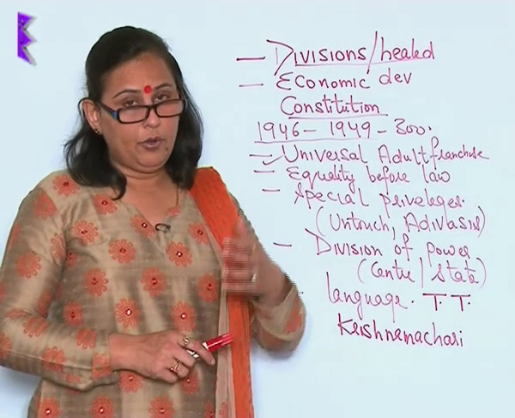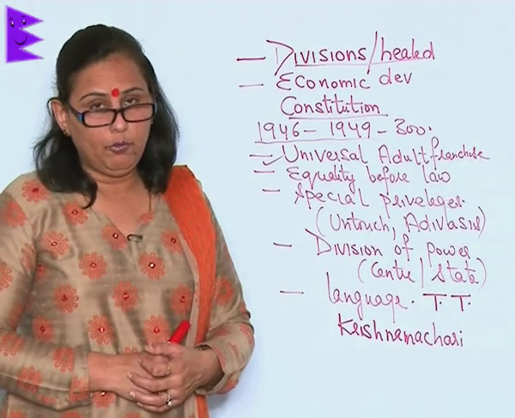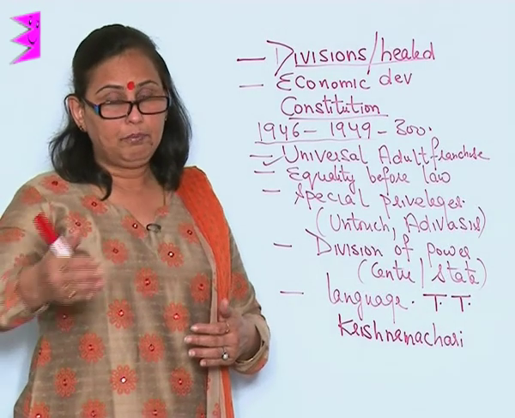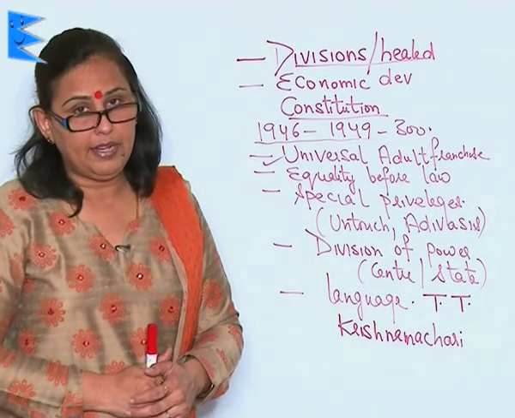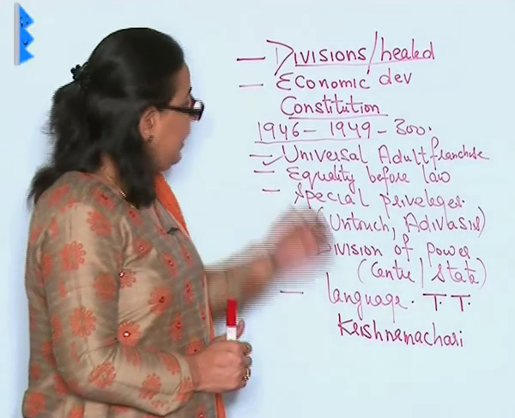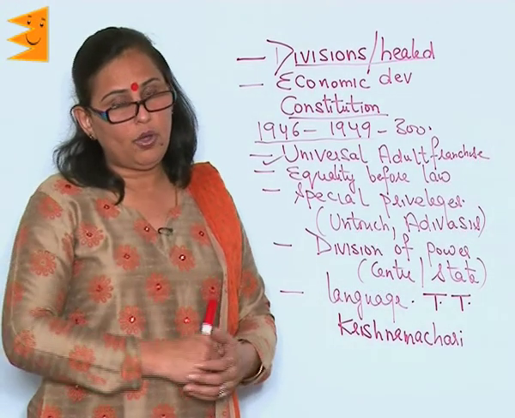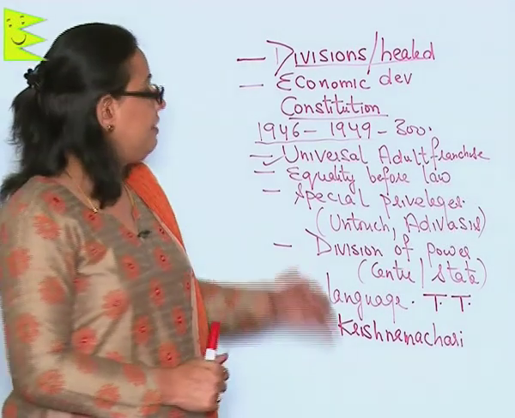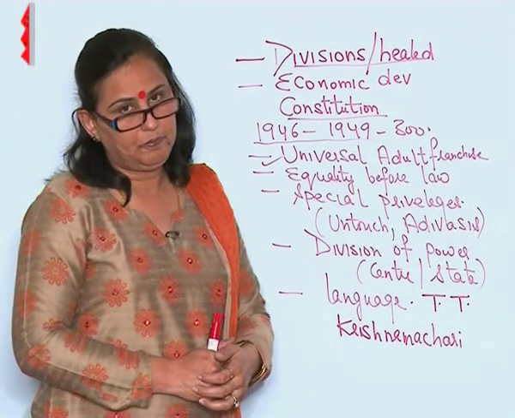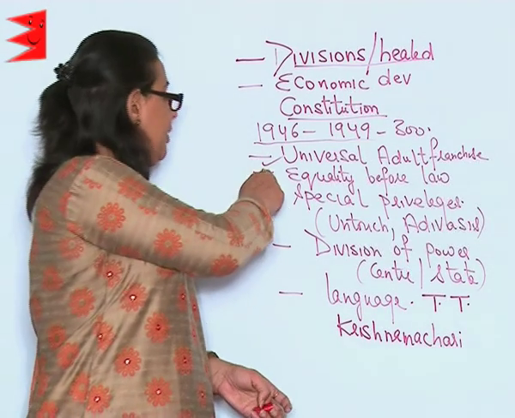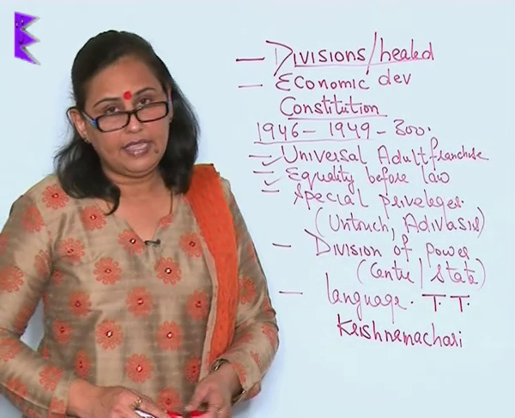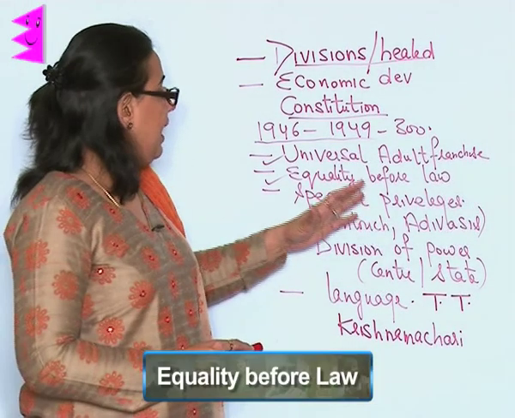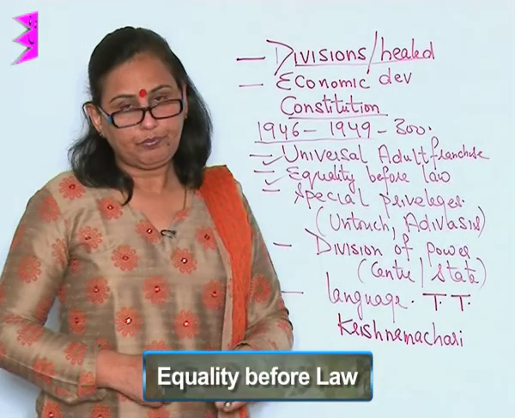In the beginning, it was only the rich people who had the right to vote, then followed by the educated and then by the other sections and ultimately by the women. But in India, immediately with one stroke after independence, the Constitution of India granted universal adult franchise. The second feature of the Indian Constitution is that it maintains equality before law.